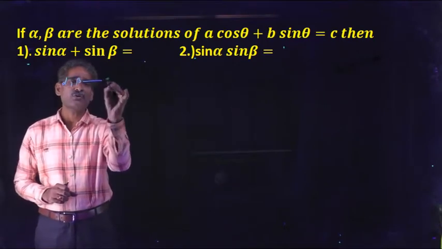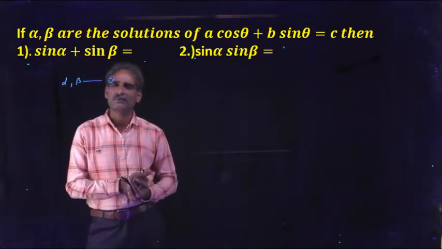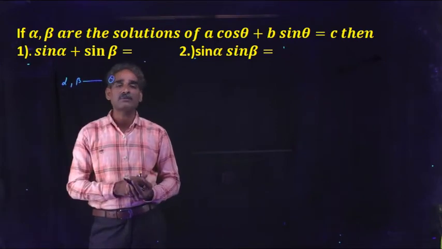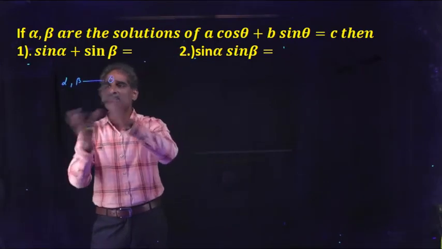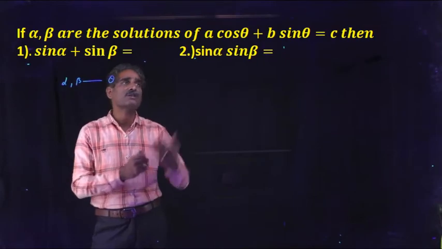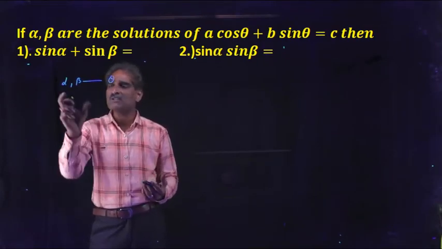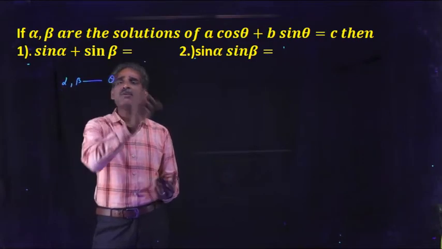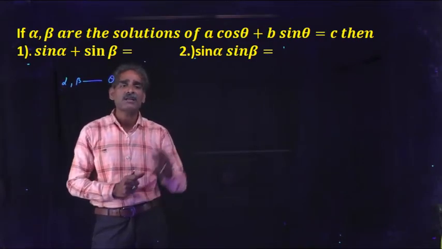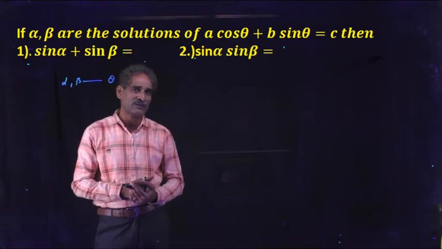are the values of theta. Here alpha, beta are the solutions of this equation, which means we can take alpha, beta values in place of theta. So these two satisfy the equation. It means alpha, beta have a relation with theta. But here we have to find out sin alpha plus sin beta.